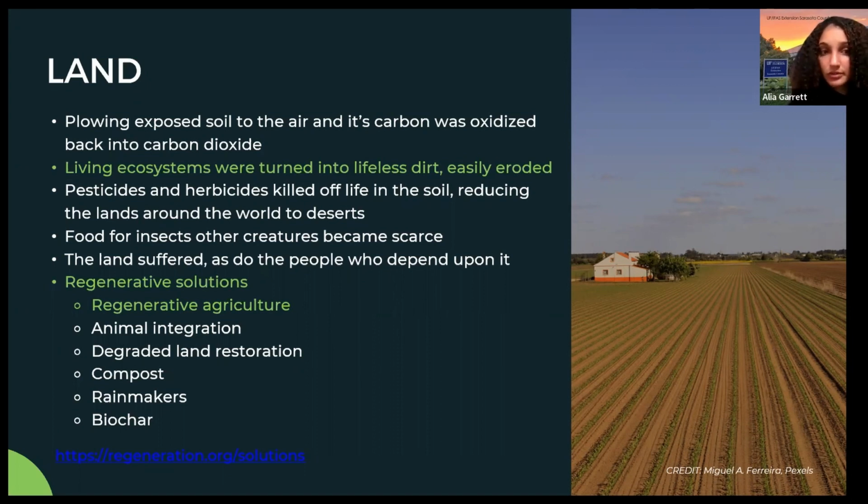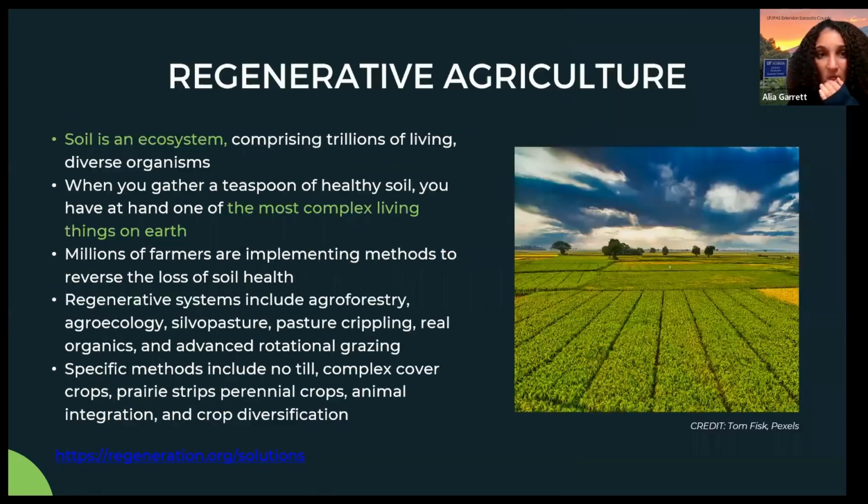Some of the regenerative solutions that are mentioned are regenerative agriculture, animal integration, degraded land restoration, composting, rain barrels, and biochar. So we're just going to be focusing on regenerative agriculture. And we do have a sustainable agriculture agent at our office. He is just an expert in this, and it is very important, especially in our Sarasota community. A lot of people don't realize we are a very agricultural heavy community.